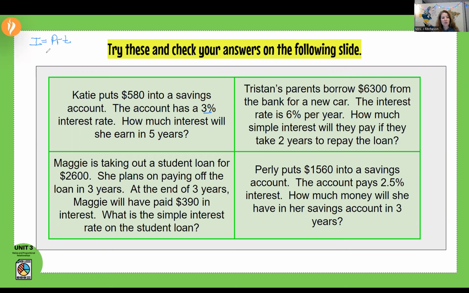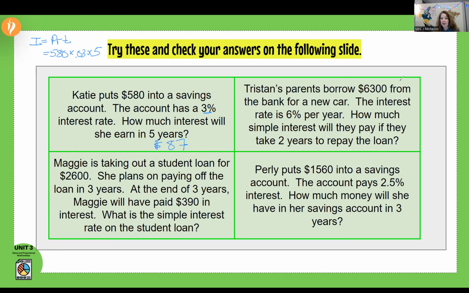So we don't know our interest. We know that she's taken out $580. We know the rate is 0.03. And we know she's keeping it in there for 5 years. So all we have to do is multiply 580 times 0.03 times 5. So the answer is she earned $87 by leaving her money in the bank for 5 years at 3% interest. So she earned money. So that's great.